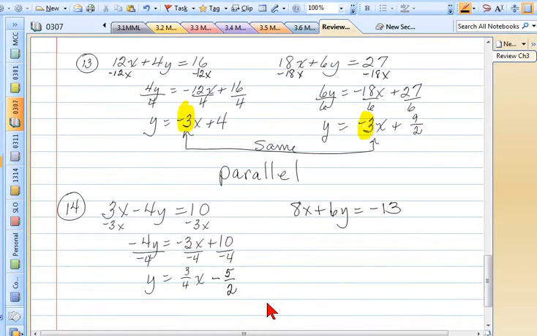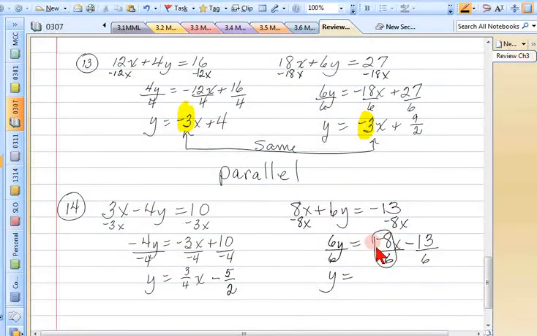On the second equation, I'm going to subtract 8x from both sides. That gives me 6y is equal to negative 8x minus 13. Divide by 6 in each one of those equations, and I end up with y is equal to, I can reduce this as a fraction to negative 4/3x, and all I can do is leave that as 13/6. Now, each one of these equations, I've got a slope. So I want to compare those.